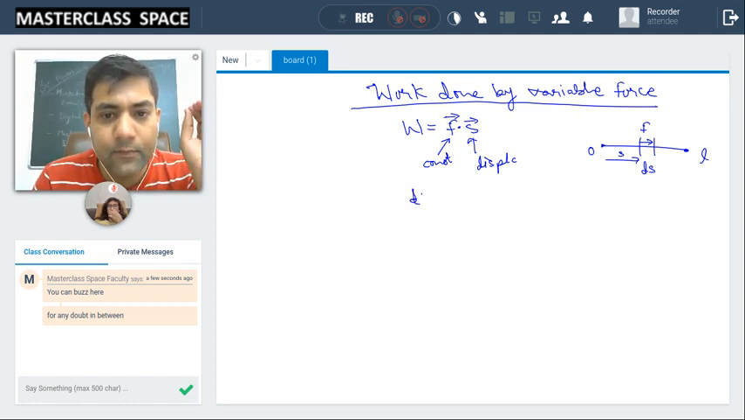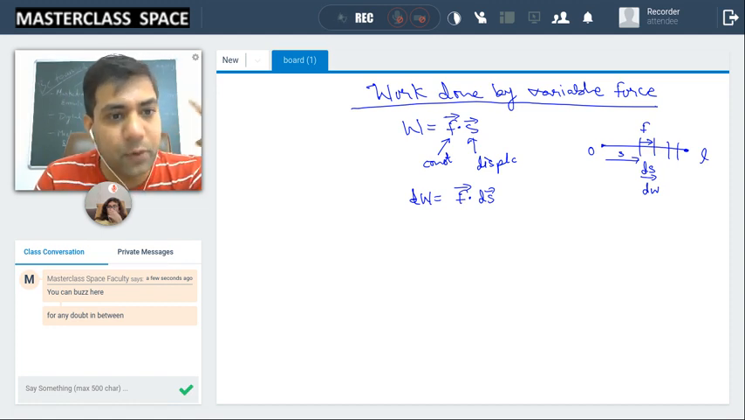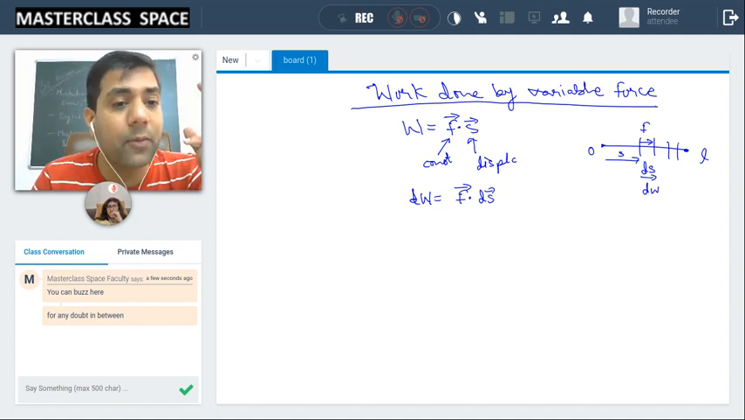So I can write dW, the small work done during this ds displacement, equal to F dot ds. Got it? This is a small displacement, in which F is constant, and because of that we get this dW work done. Then I take another distance, and that gives dW1, dW2, dW3, and so on. So what I'm actually doing is integration.